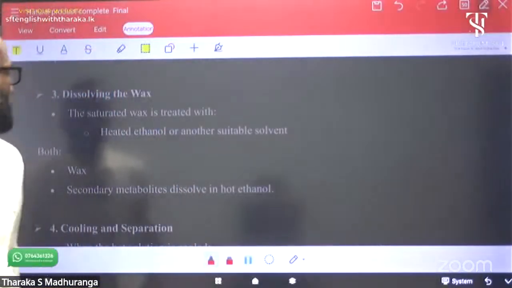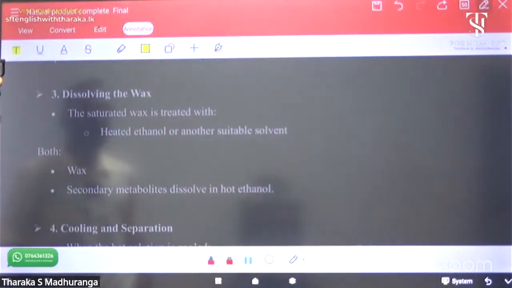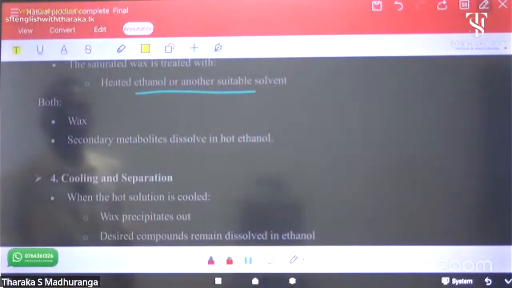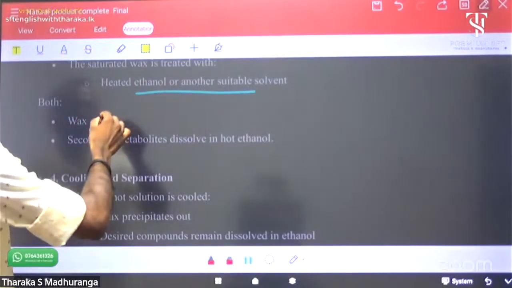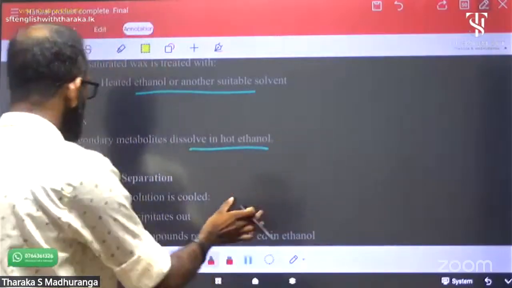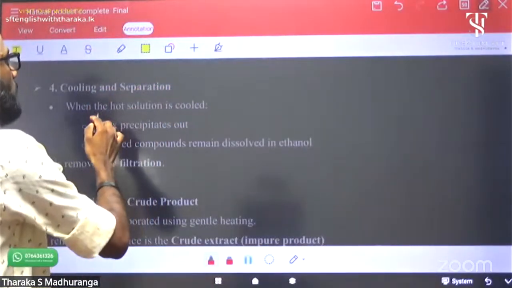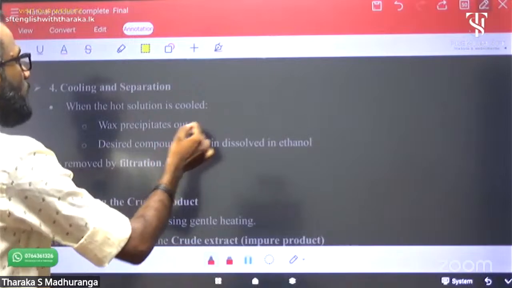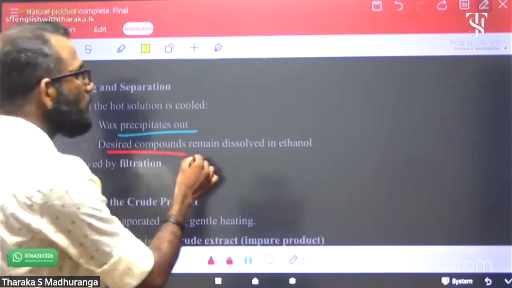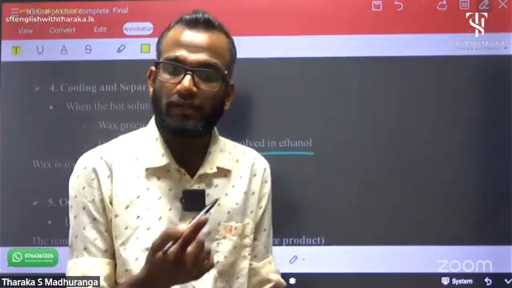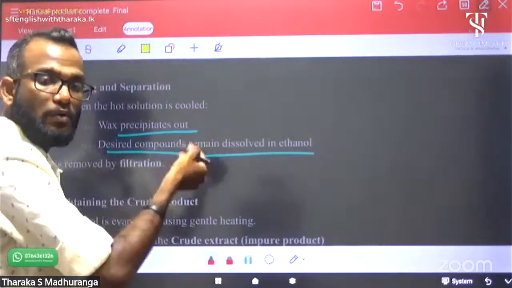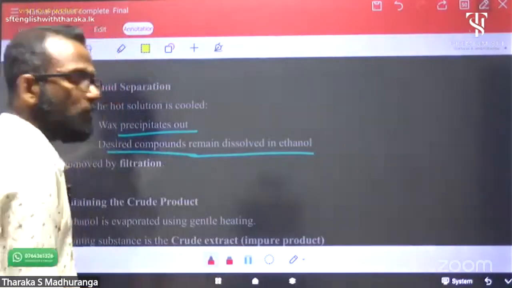Next, dissolving the wax. The saturated wax is treated with heated ethanol or another suitable solvent. In the heating process, wax and secondary metabolites both dissolve, right? In the cooling process, when the hot solution is cooled, the wax precipitates, and the desired compounds remain in ethanol. These are the required compounds. That means the wax-contained compounds dissolve in ethanol.